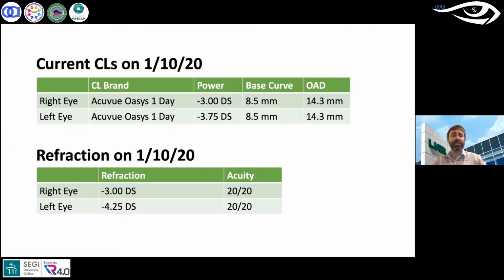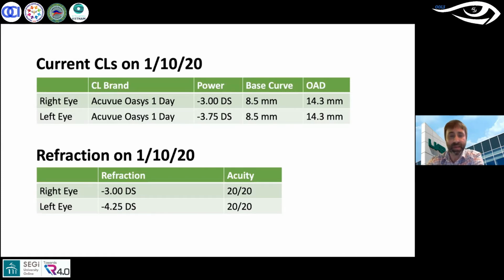We look in the chart and we see the patient's wearing AccuView Oasis 1-day contact lenses. She's an average myope, right around -3. She's wearing fairly new contact lenses. This material, at least this 1-day form of Oasis, hasn't been around that long, and she's seeing pretty well with it.